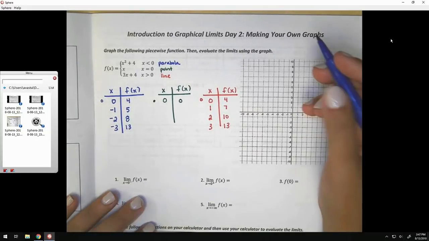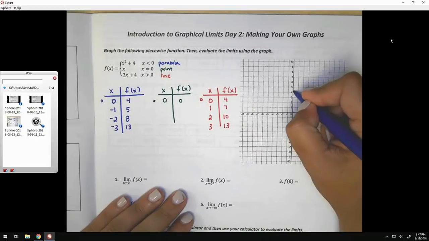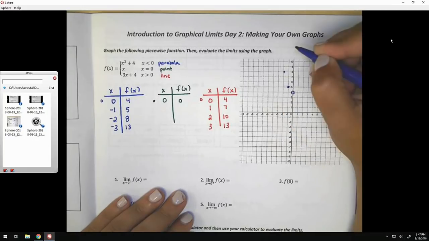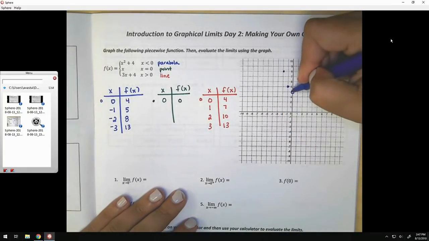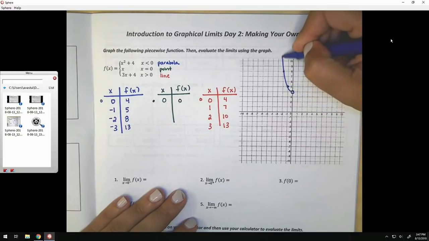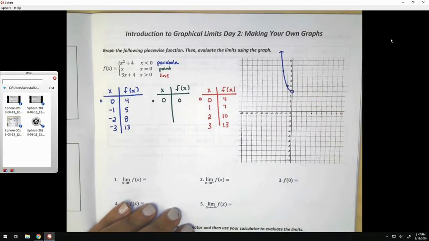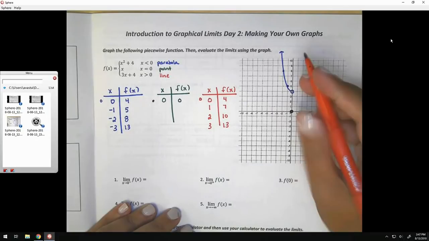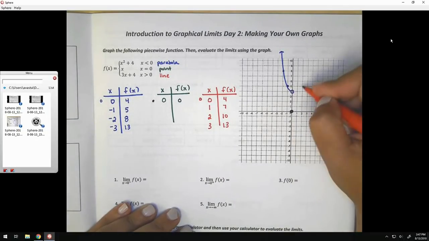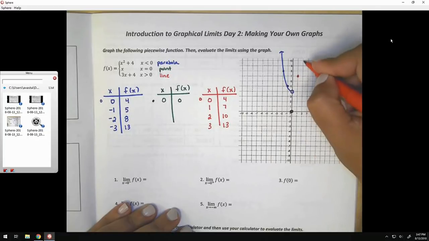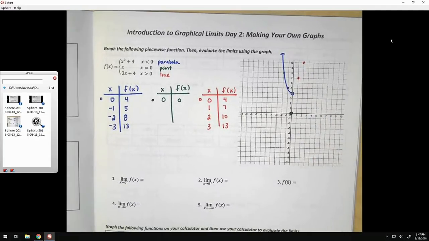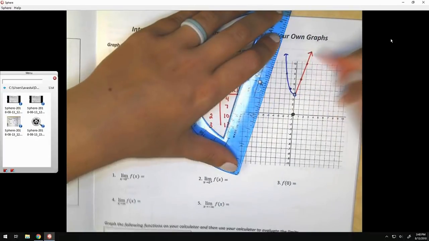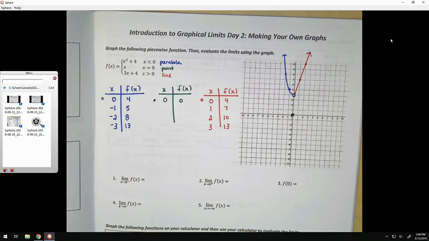So now I'm going to start by graphing the point (0, 4), and I'm going to make that an open circle. (-1, 5), (-2, 8), (-3, 13) would be off this graph. Because I know that this should be a parabola, I'm going to make this curve and draw an arrow there. Next, I'm going to graph the point (0, 0). And finally, (0, 4) is already there, it's open. (1, 7), (2, 10). And again, I know that this should be a line, and (3, 13) would be off the graph a little bit, so it's going to look like this. So that's the function I'm going to examine to answer these limits questions.